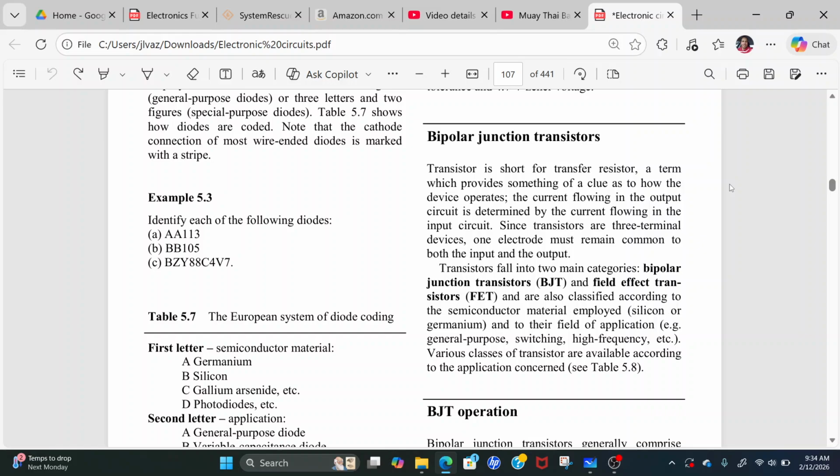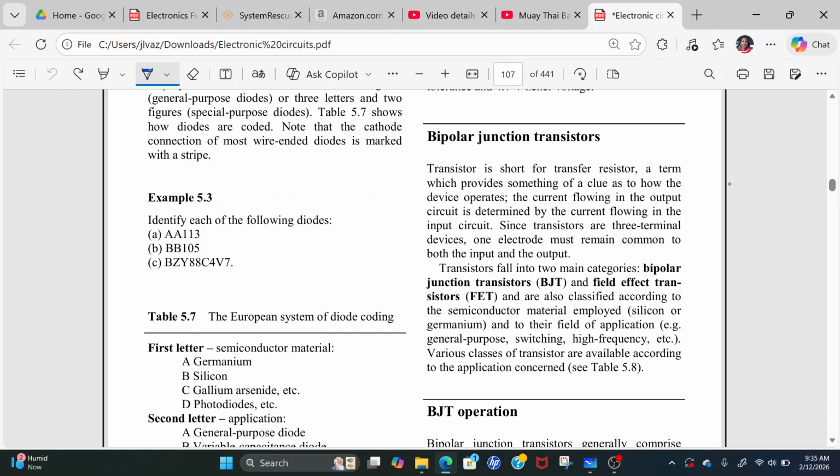In this video, let's take a look at the bipolar junction transistor, the BJT. And it says, transistor is short for transfer resistor, a term which provides something of a clue as to how the device operates. The current flowing in the output circuit is determined by the current flowing in the input circuit.